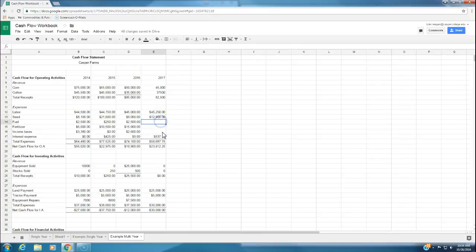Well, fuel, what if we expect fuel to increase next year, or actually decrease? Say the price of oil is still low. So we can say we expect it to decrease by, say, 10%. So it's only going to be at 90% of what it was last year. So we can say last year times 0.9. And then maybe fertilizer. Fertilizer, we're going to say, is another average.